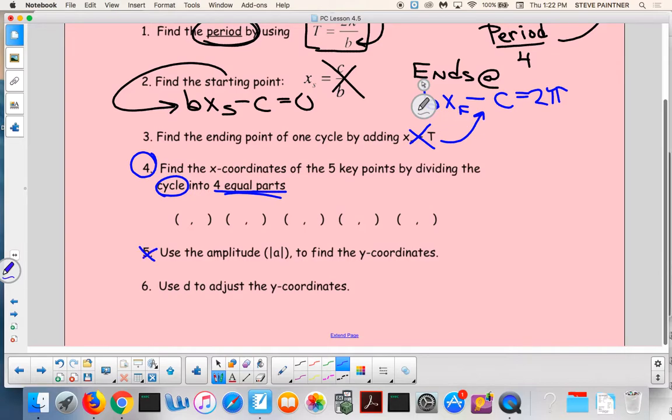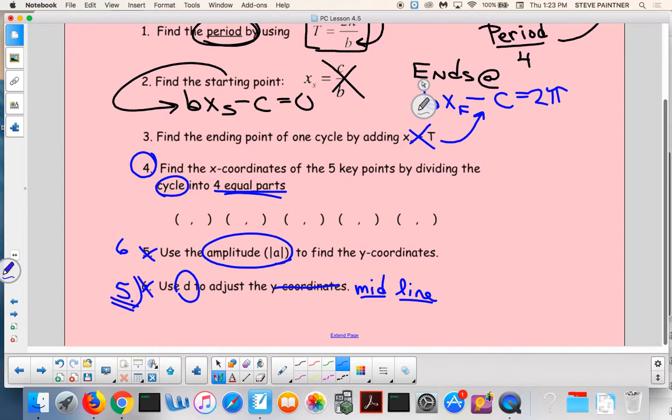Okay, I'm going to make this 6. I'm going to make this one 5. So what do I do for 5? I find the d value and adjust the y coordinate. No, I don't. I adjust the midline. And I just showed you a second ago what I meant by that. Once I adjust the midline, then number 6 is the last thing I do. I look at the amplitude, and then it says to find the y coordinates.